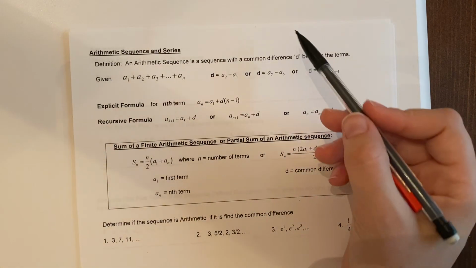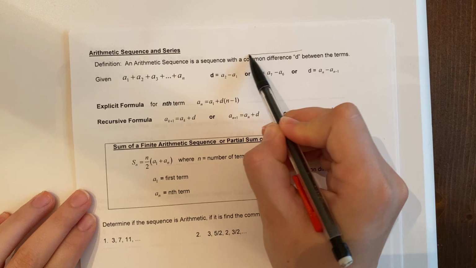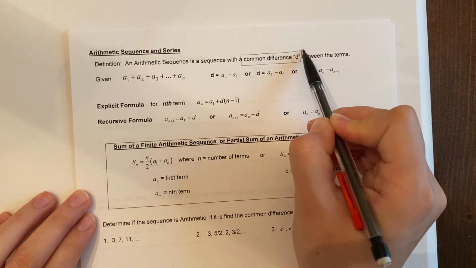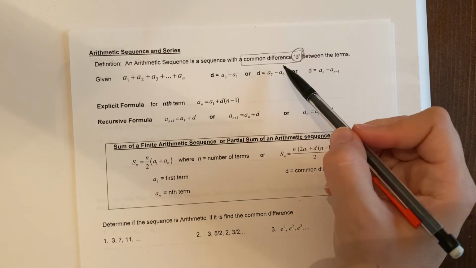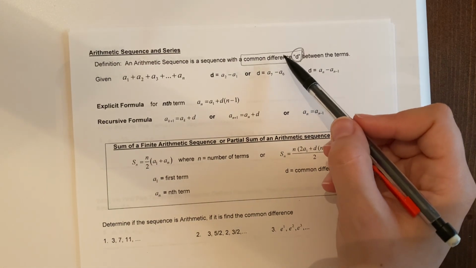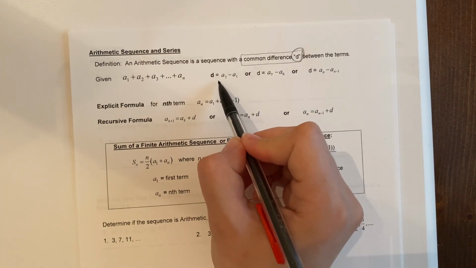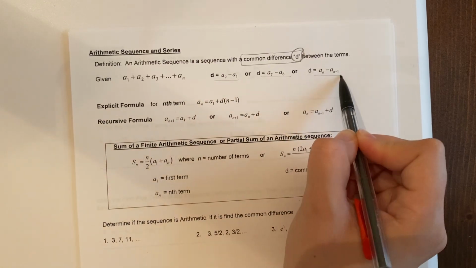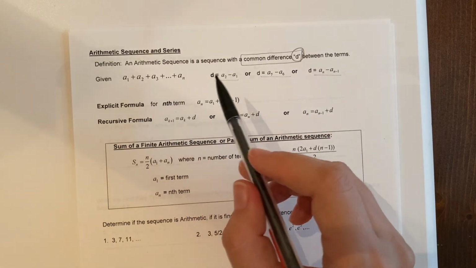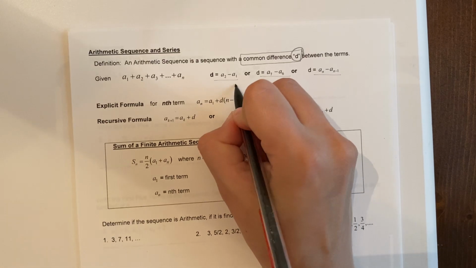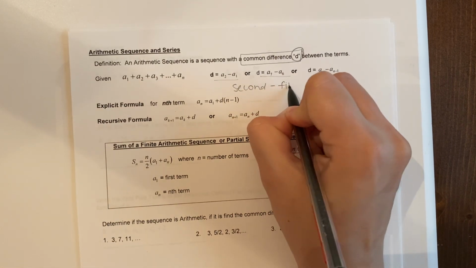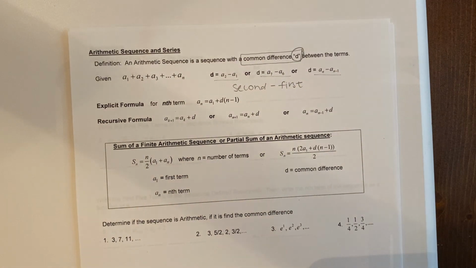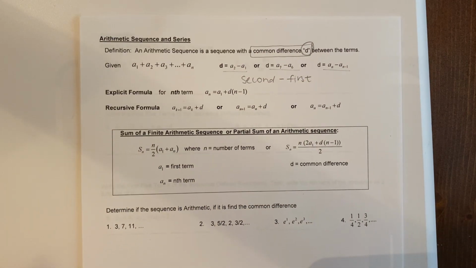So for arithmetic, there is a common difference, we use the letter D, between each term. So difference, remember, means subtract. So to figure out the common difference, you subtract the terms. It doesn't matter which terms you choose to subtract, as long as you do the second one minus the first one, and that'll tell you the common difference.